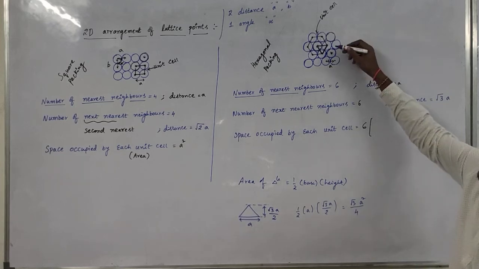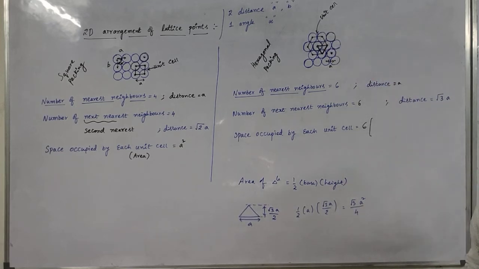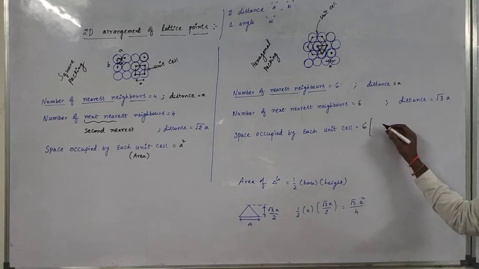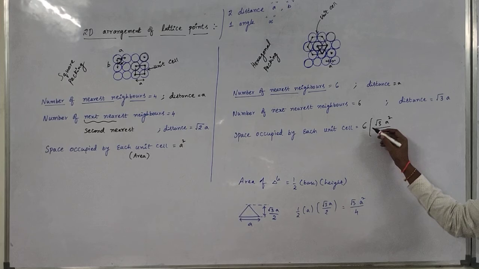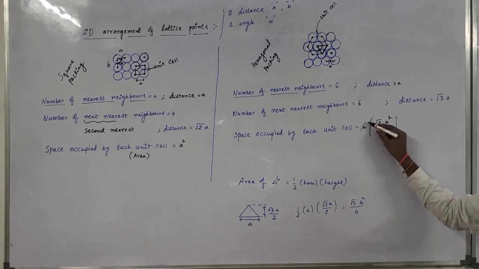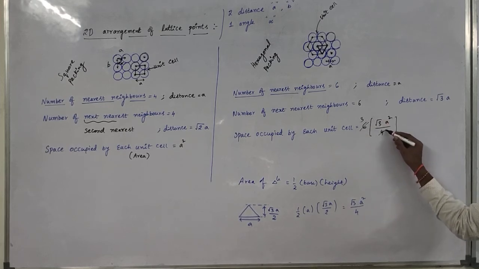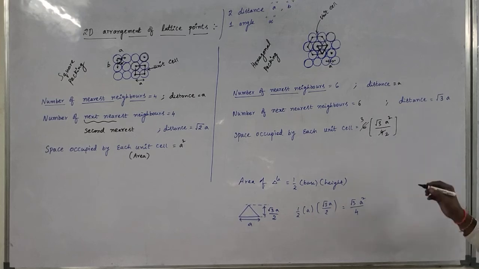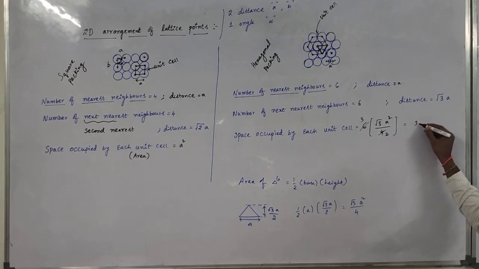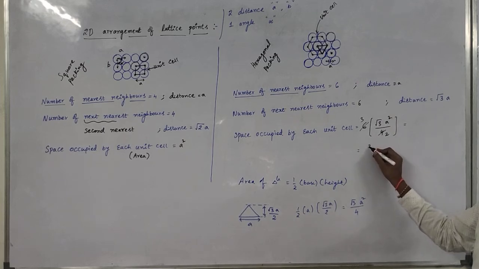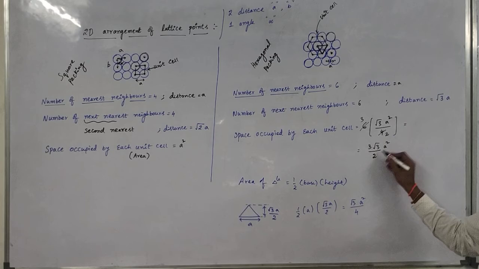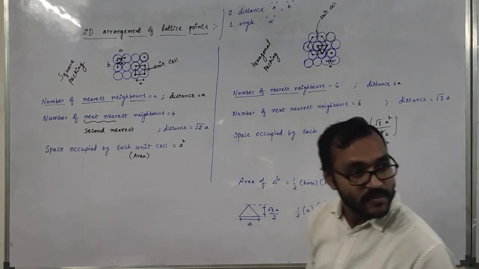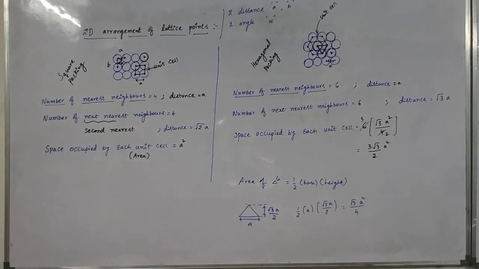How many such equilateral triangles are possible in this hexagon? 6. So 6 into root 3a squared by 4. So can I cancel this? 2 3's, 2 2's. So what is the value now? 3 root 3 a squared upon 2. That is the area of the unit cell, each unit cell.